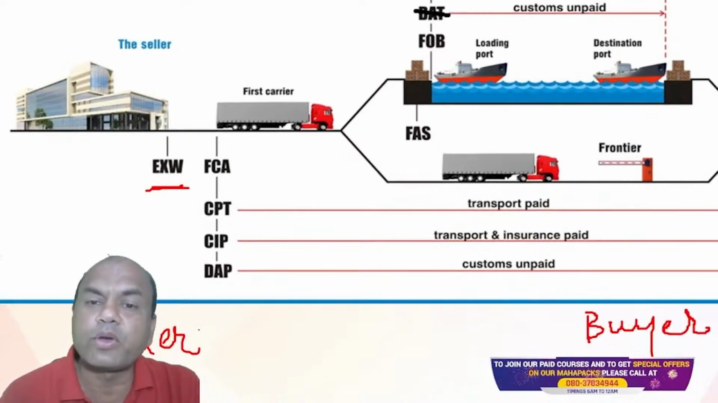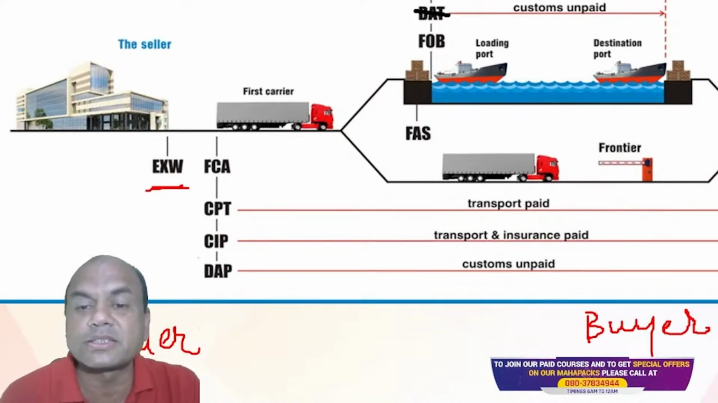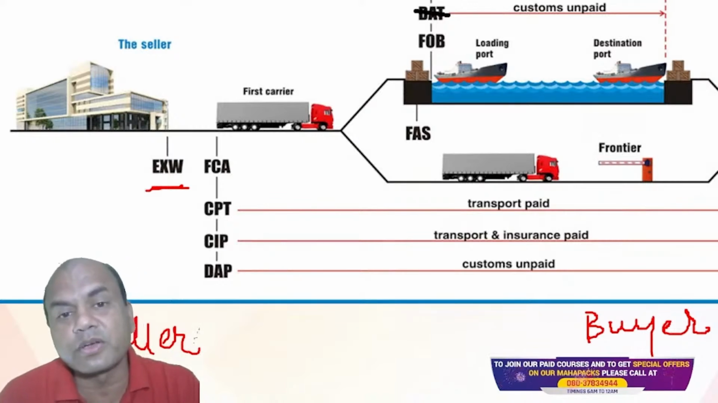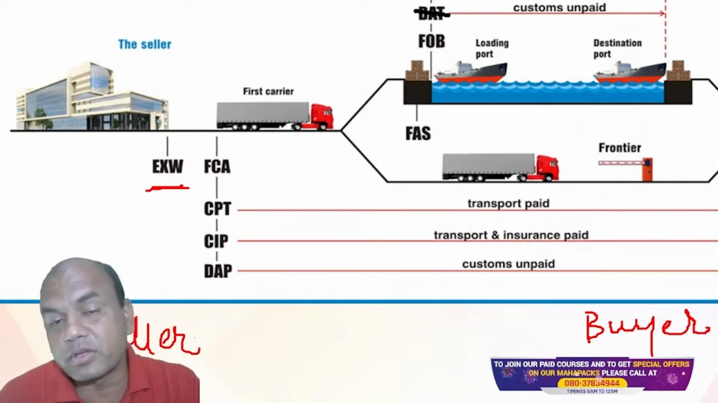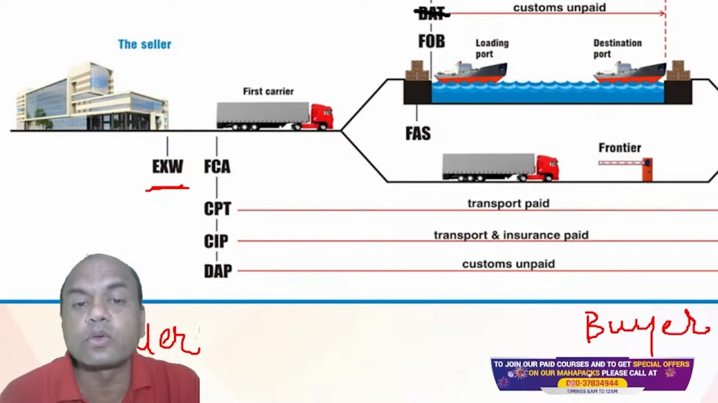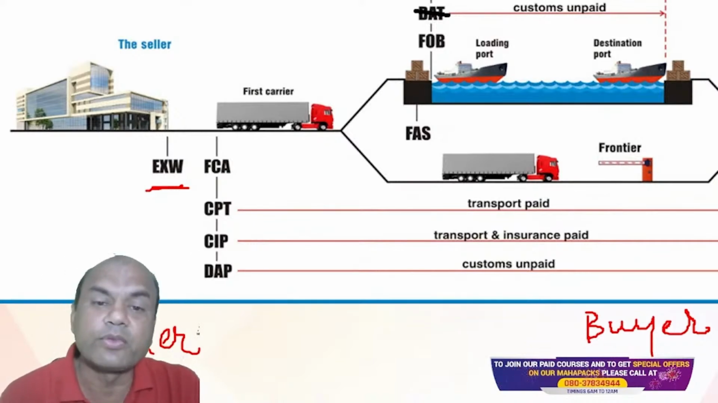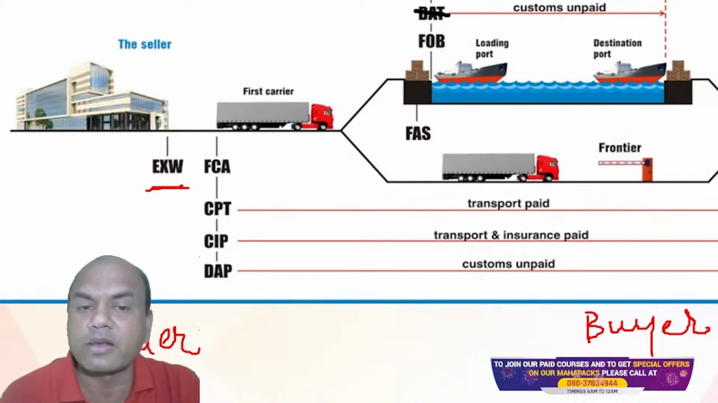Now if I have to transfer the goods, 90-95% is done through ship, but that 10% is done through road and air also. So if I have to transfer the goods through road, then the Incoterms used are different. What are these Incoterms? Firstly we have FCA, free carrier.